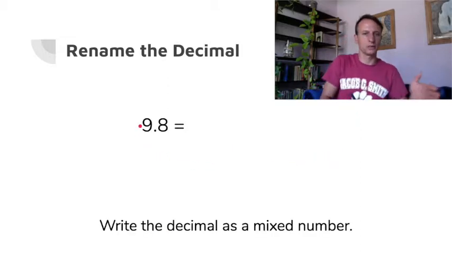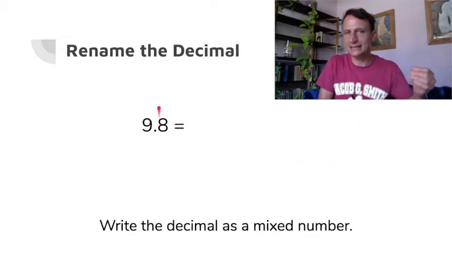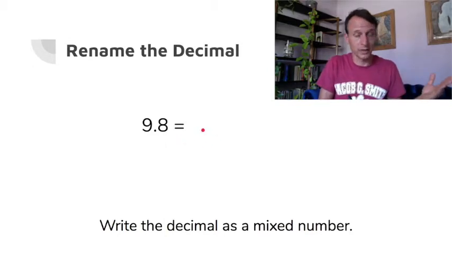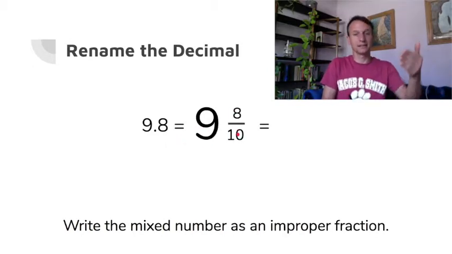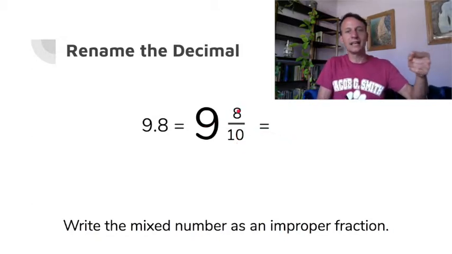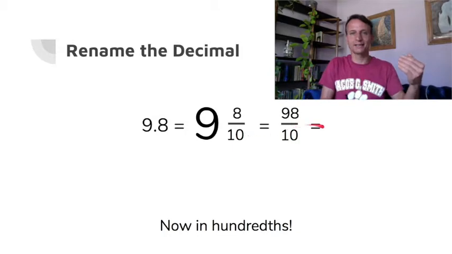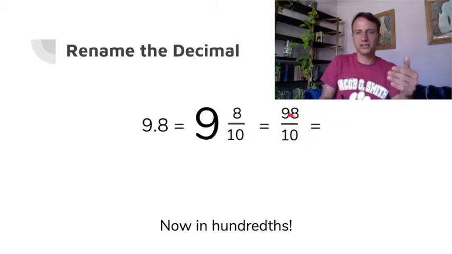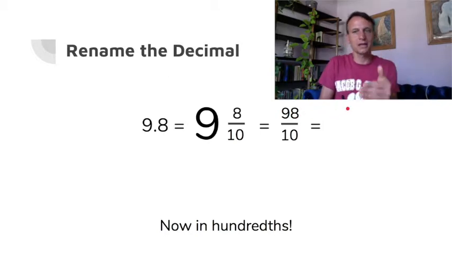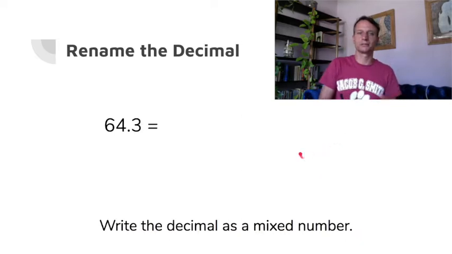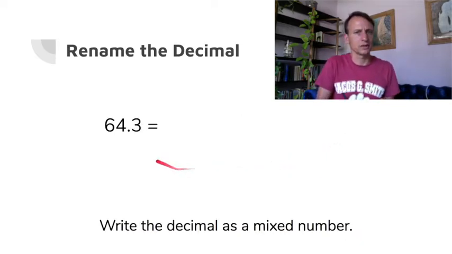Excellent. Here's another one. 9 and 8 tenths. What would that be as a mixed number? Exactly what I just said. 9 and 8 tenths. Improper fraction, 98 tenths. In hundredths, times 10 for the equivalent fraction, it would then be 980 hundredths. Beauteous. Let's do it with this one.